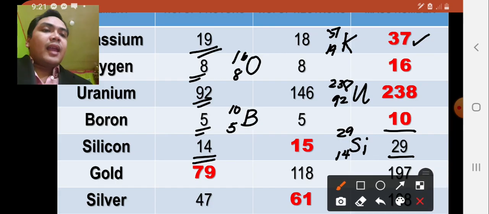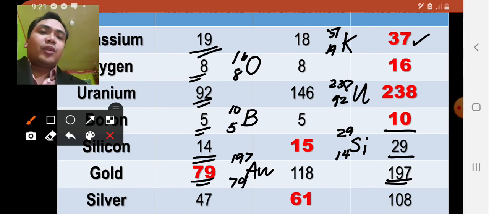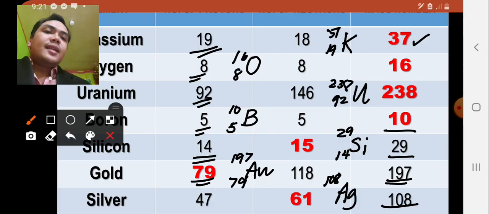And then, the second to the last item, you have gold. Gold has a symbol of Au. It has a mass number of 197, and its atomic number, which is equal to the number of protons, is 79. Then, the last, you have silver, symbol Ag. Its mass number is 108, and its atomic number, which is also equal to the number of protons, will be 47.